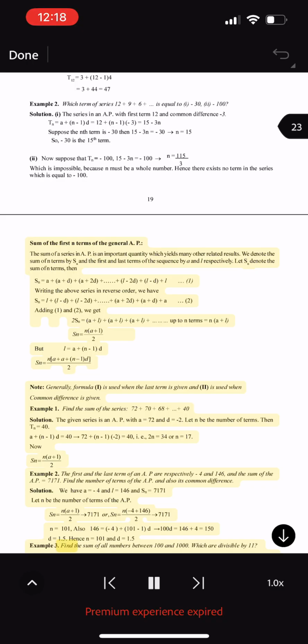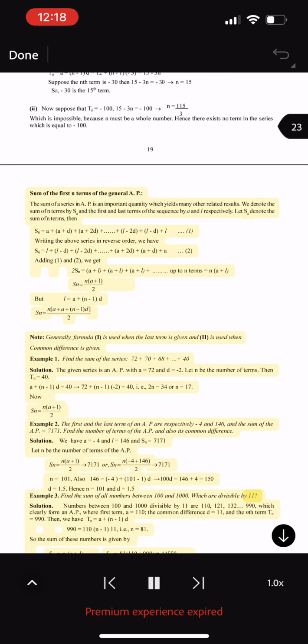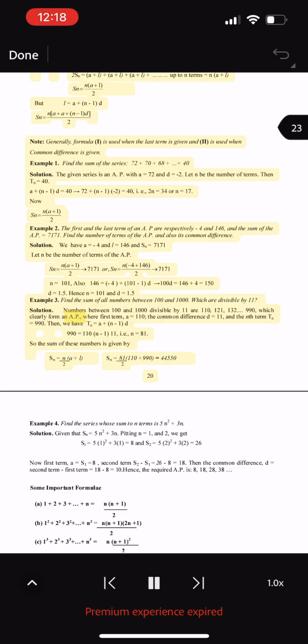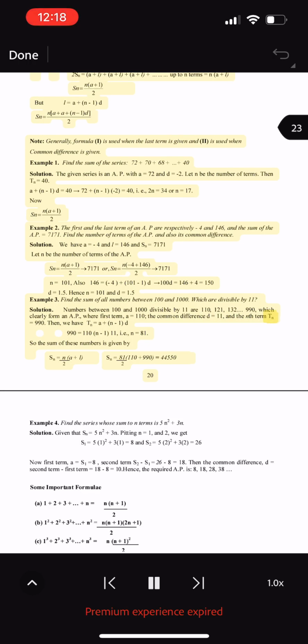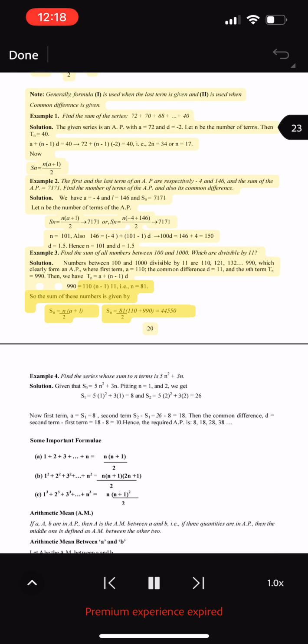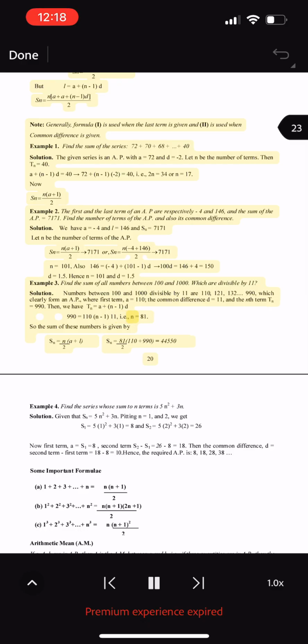Example 3. Find the sum of all numbers between 100 and 1000 which are divisible by 11. Solution. Numbers between 100 and 1000 divisible by 11 are 110, 121, 132, up to 990, which clearly form an AP, where the first term a equals 110, the common difference d equals 11, and the nth term tn equals 990. Then we have tn equals a plus (n minus 1)d, so 990 equals 110 plus (n minus 1)11, which gives n equals 81.